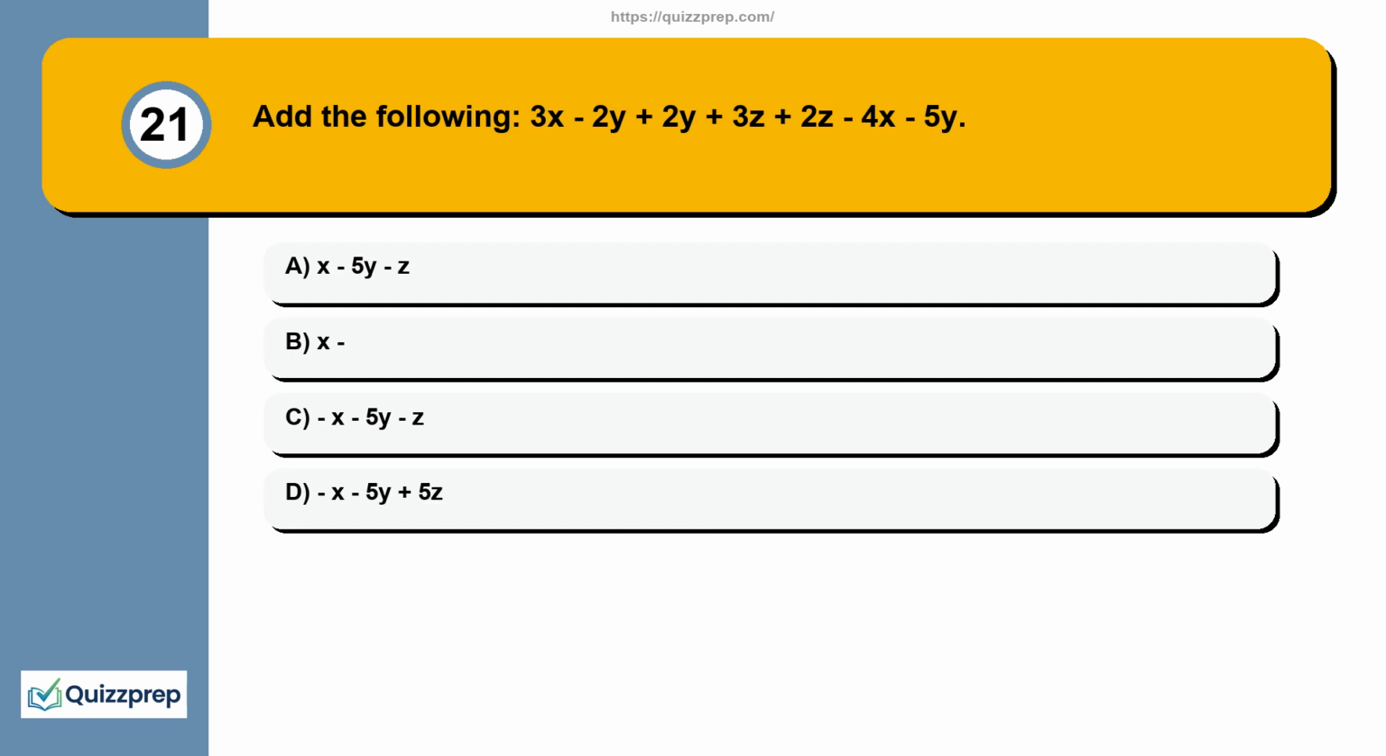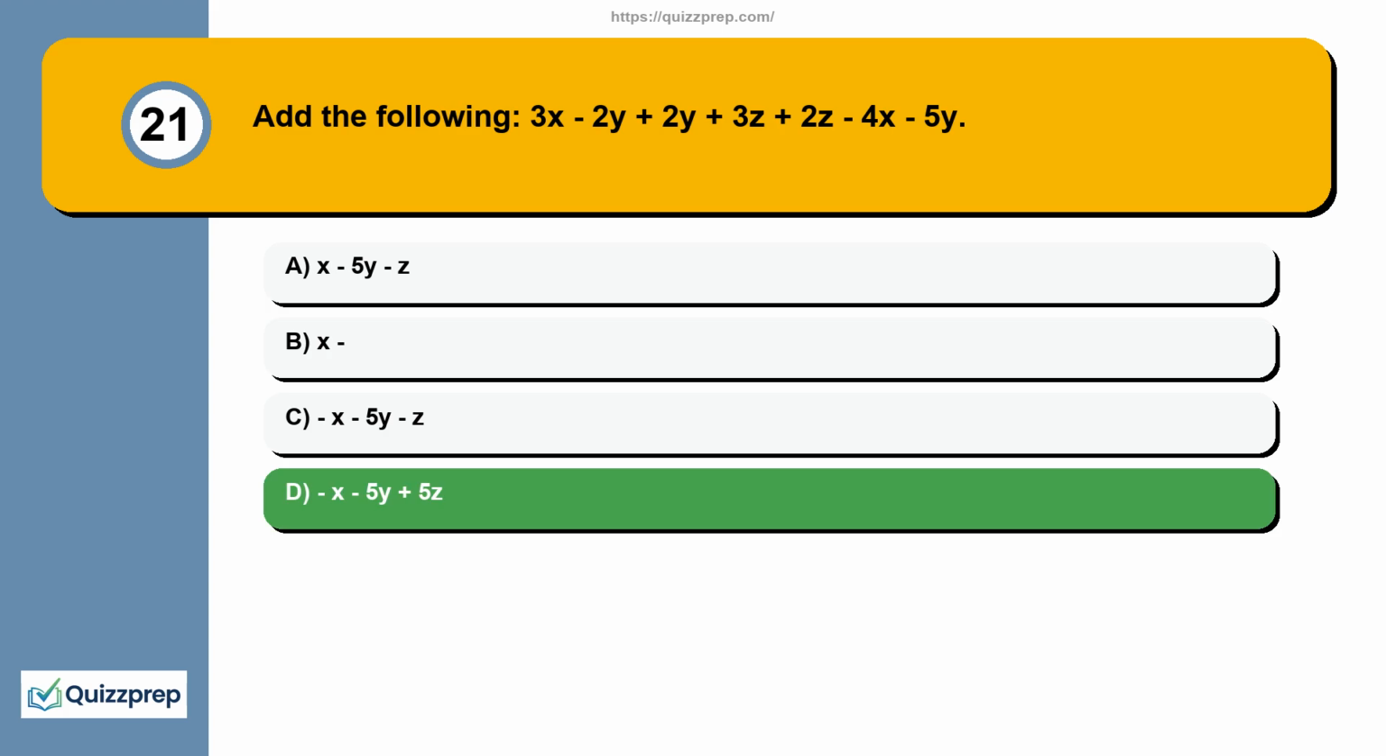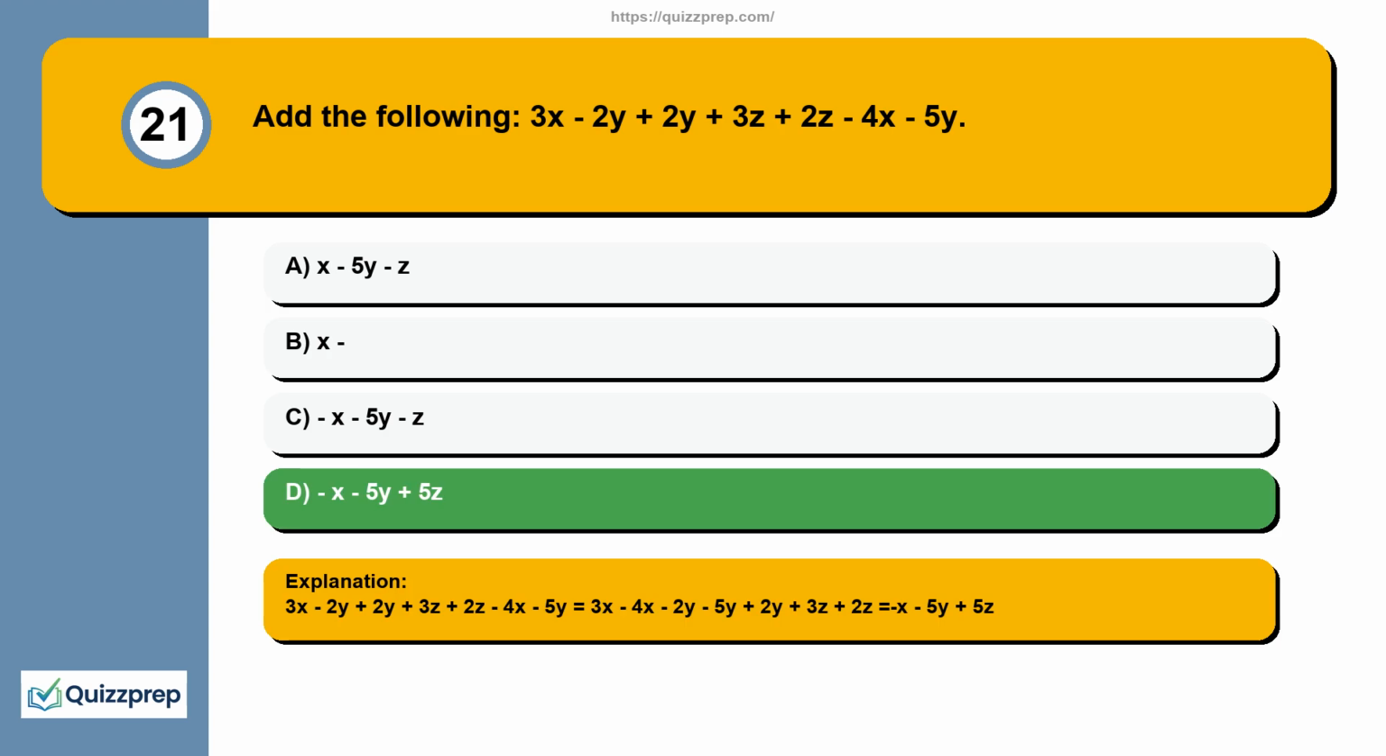Question 21. Add the following: 3x, 2y plus 2y plus 3z plus 2z, 4x, 5y, x, 5y, z, x dash, x, 5y, z, x, 5y plus 5z. 3x, 2y plus 2y plus 3z plus 2z, 4x, 5y equals 3x, 4x, 2y, 5y plus 2y plus 3z plus 2z equals x, 5y plus 5z.